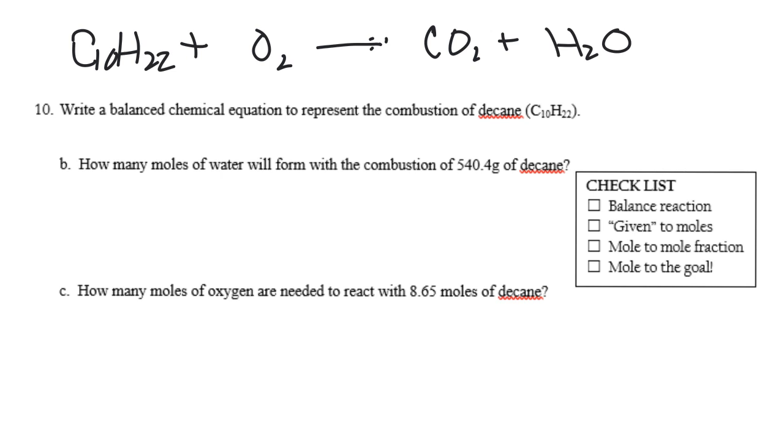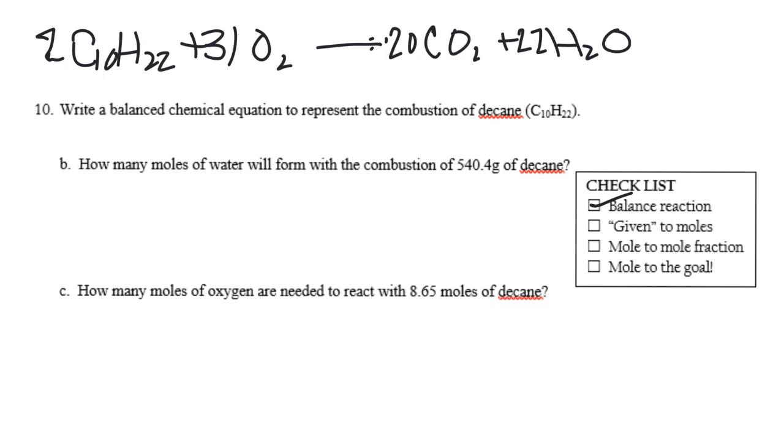Once we have that balanced, I'm going to need a 2. I'm going to need a 31. This one is a lot to balance. I'm going to need a 20, and I'm going to need a 22. So now once that's balanced, I can go to how many moles of water will form with the combustion of this mass of decane. So first thing, we have the balanced reaction. Then I look at the problem.